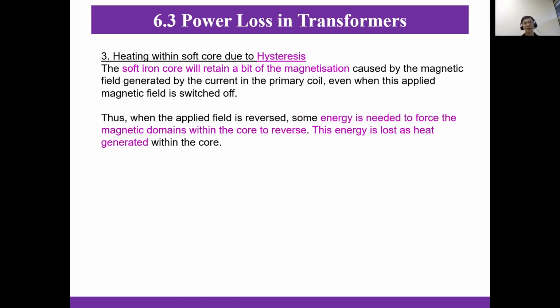Okay, so when you keep switching the direction of magnetization in the soft iron core, you will need to spend energy to switch it around. And that energy is lost as heat within the core.